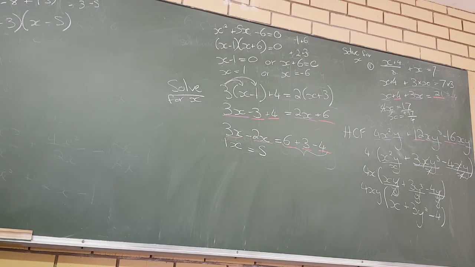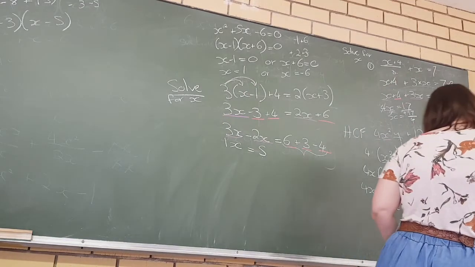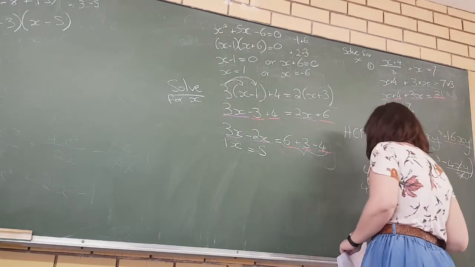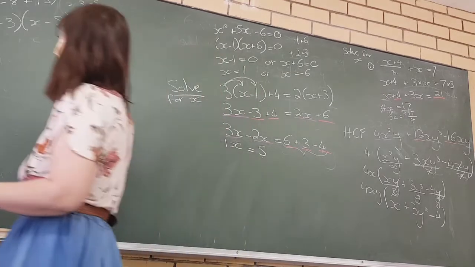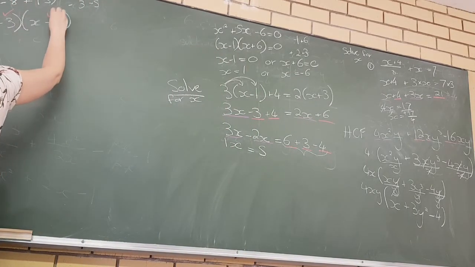Okay, you guys happy? That's your final answer. How many marks will this be? 3 marks. I'll show you where the marks go. So 1 mark for taking out 2, 1 mark for x minus 3, 1 mark for x minus 5.